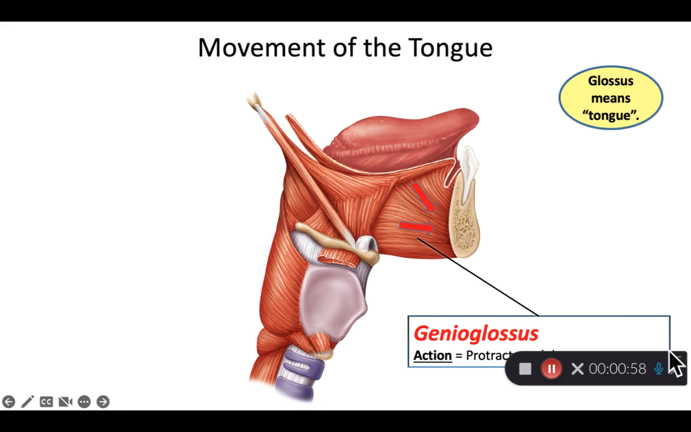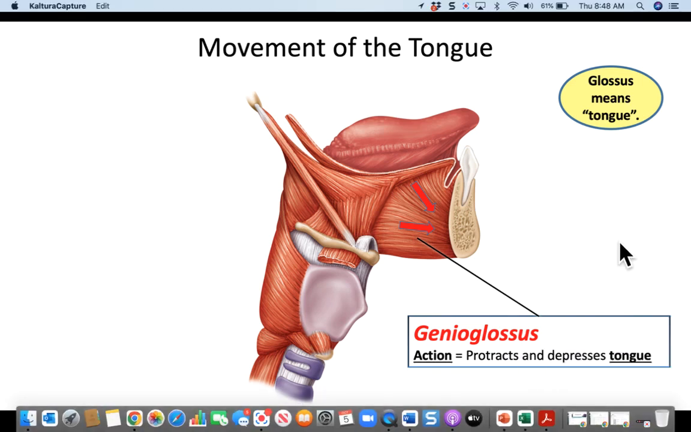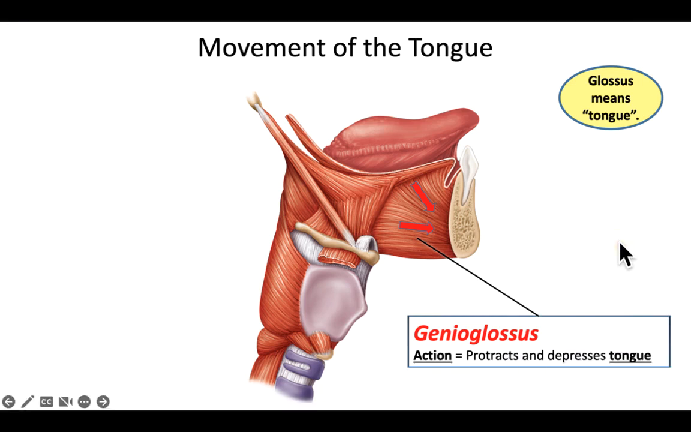First one we're going to look at is called the genioglossus. Now, these are all named after their origins and insertion. So if you're moving the tongue, your insertion must be the tongue. So that's the second half of the word. The first half of the word has something to do with where the origin is. Now, I had to look this up back in the day, but genio refers to this part of your mandible or chin. All right, so that's its origin.